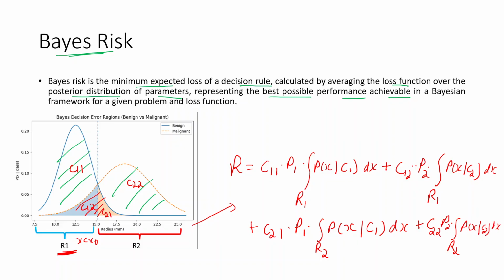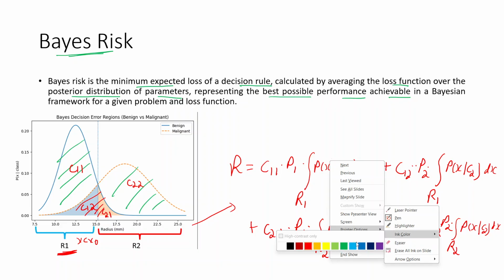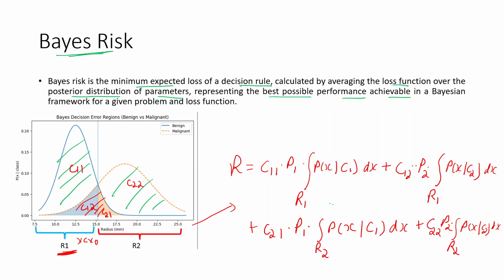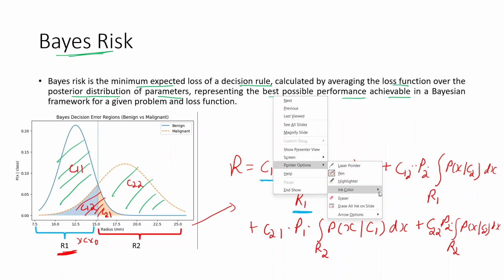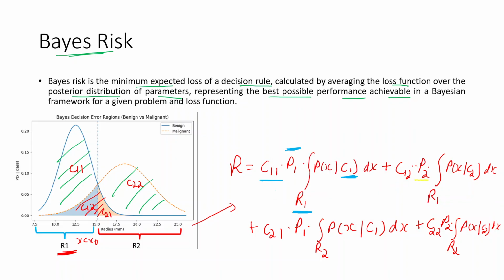and then P2. I'll make you familiar once again with this formula, because this is the base which we are going to use for all further work. Got it? That is C11 is this one with respect to the region 1. We are deciding it as 1, and it is actually class 1, C1. Therefore, it is C1 here and then the P1 here. And then the next term.